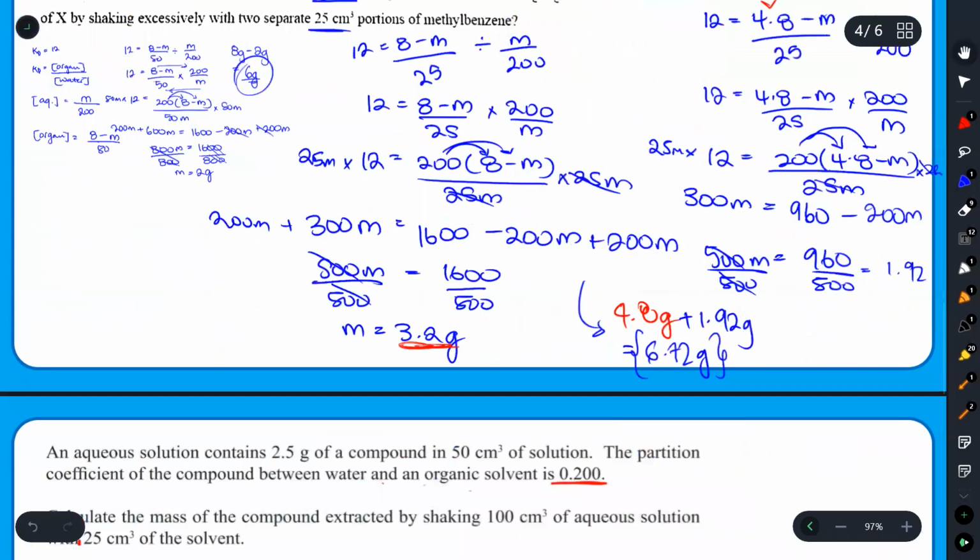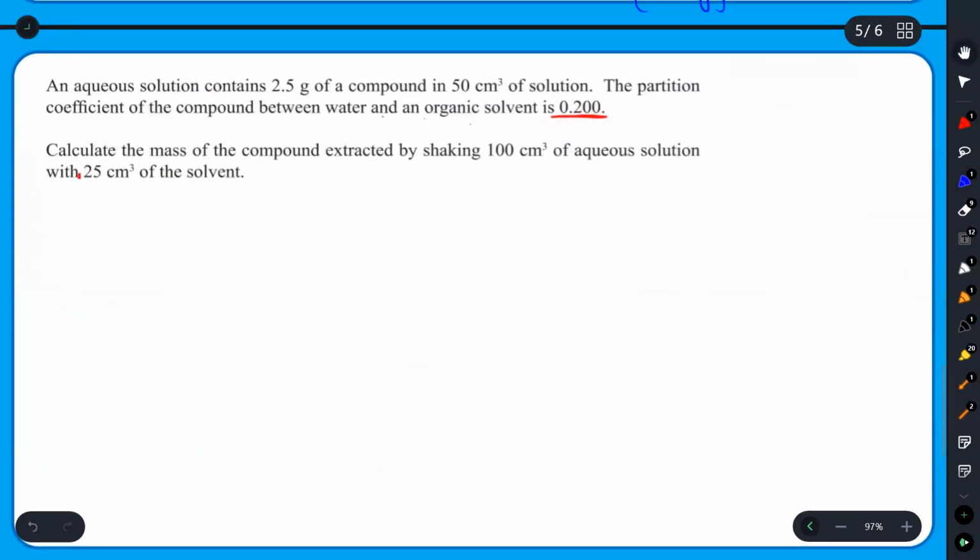Nice. So the last question for now. An aqueous solution contains 2.5 grams of a compound in 50 centimeter cube of solution, and the partition coefficient of the compound between water and an organic solvent is 0.2. They want you to calculate the mass of the compound extracted by shaking 100 centimeter cube of aqueous solution with 25 centimeter cube of solvent.